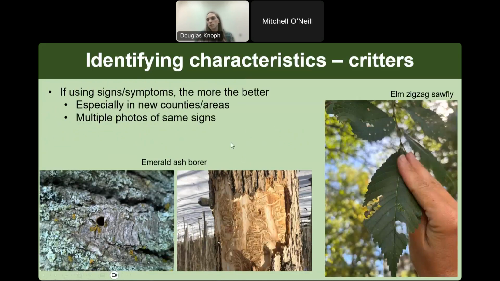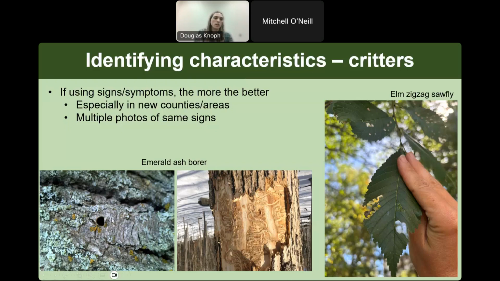And then a final note for photographing different creatures. If you are using signs and symptoms, evidence that something has been there or has been feeding on a host species, you really want to include as many photos and as much evidence as possible, especially if this is in a new area, like a new county where emerald ash borer has not been reported before. If you send a photo of just one D-shaped exit hole, that will not be enough information for the DEC to confirm that it's present in that area.